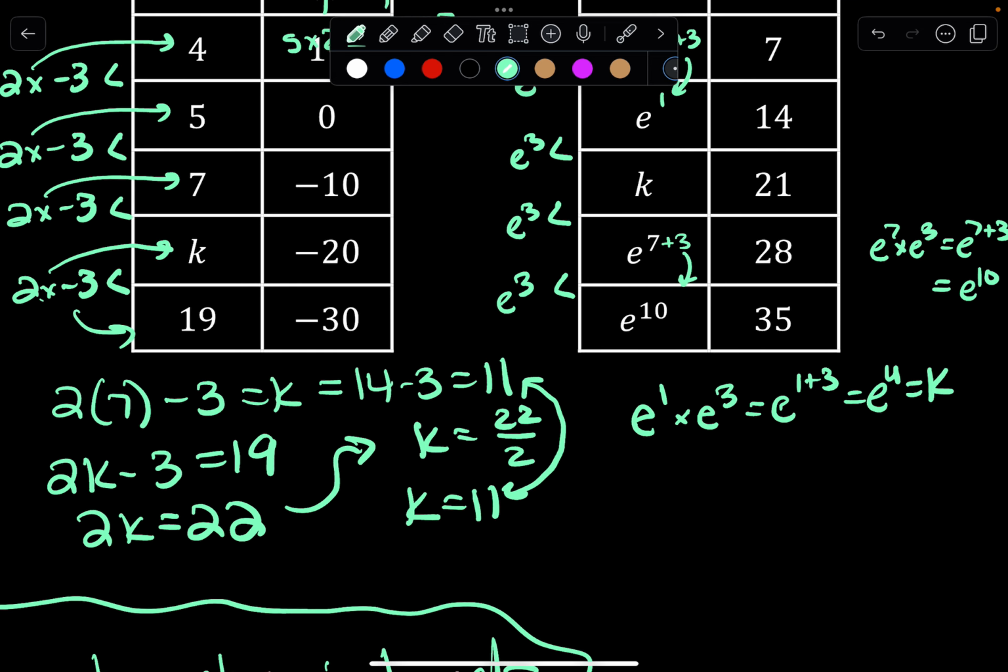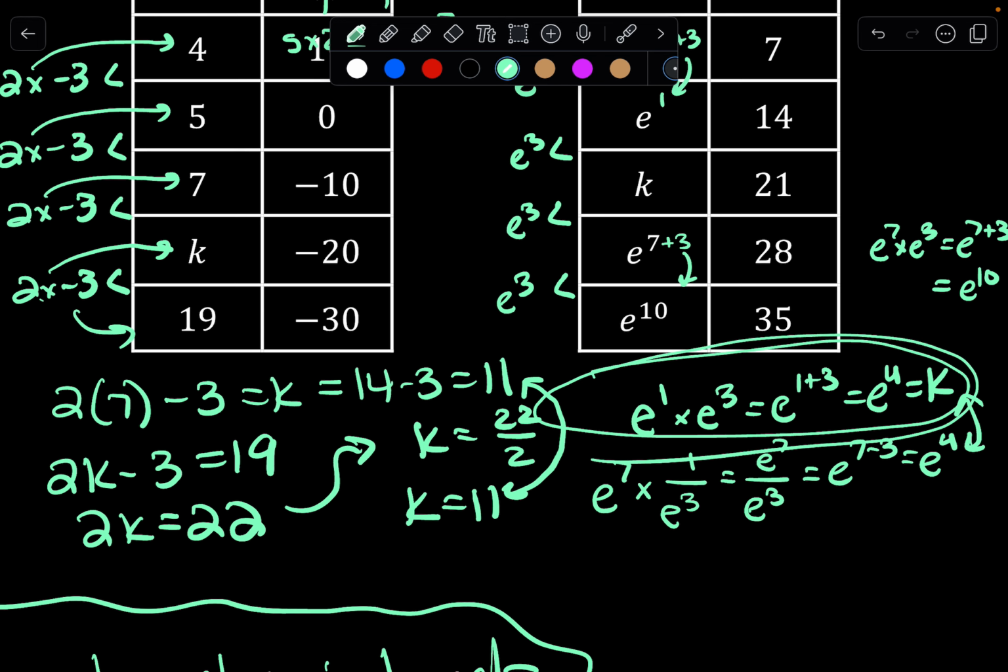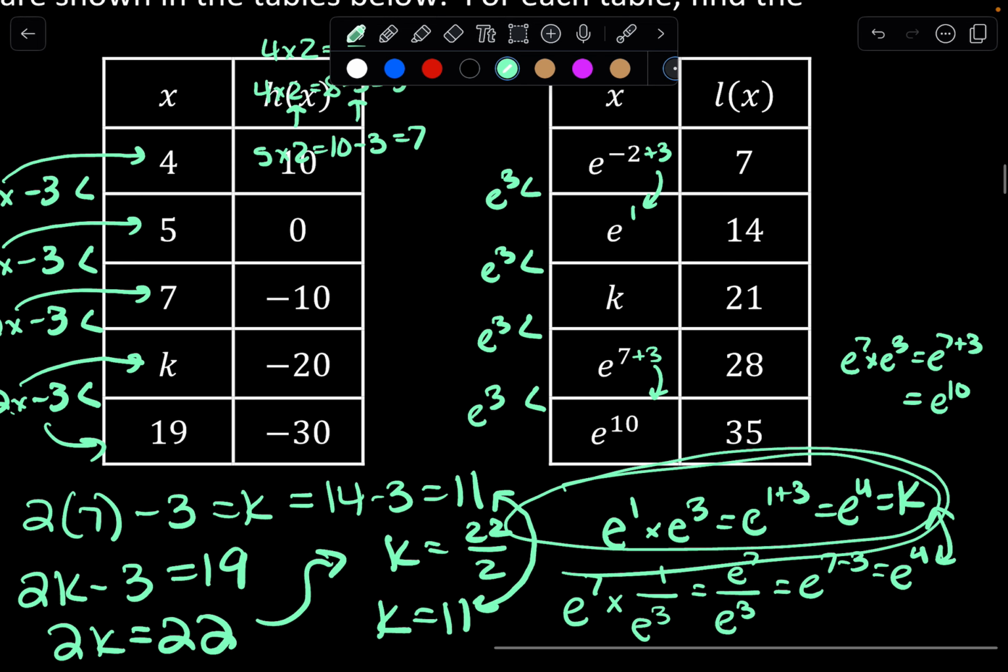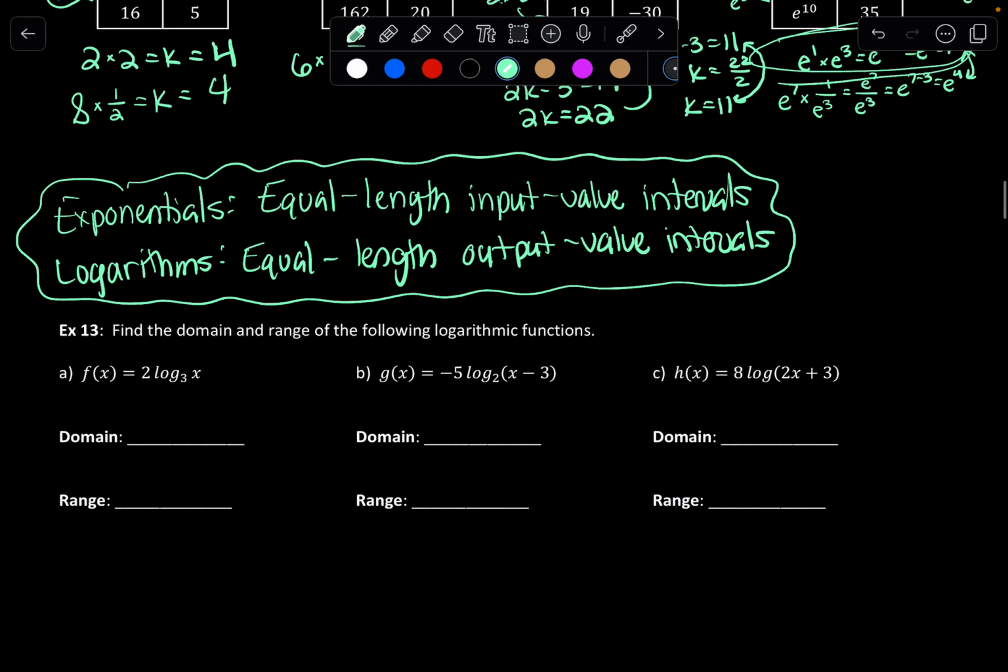Now you can also work backwards. So we can have e to the power of 7 times the reciprocal, 1 over e to the power of 3, which equals e to the power of 7 over e to the power of 3. Properties of exponents, you can subtract, so you get e to the power of 4 again. I feel like everyone's going to use this, but that's fine. It's easier to see the subtraction rather than multiplying with the reciprocal.